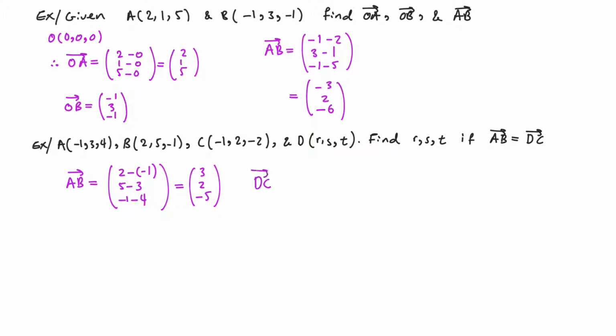To find vector DC, we are going to subtract components of vector D from C. So we have -1 minus R, 2 minus S, and -2 minus T. As we said previously, for vector AB and vector DC to be equal, all of their components have to be exactly the same. Therefore, -1 minus R should equal 3, 2 minus S should equal 2, and -2 minus T should equal -5.